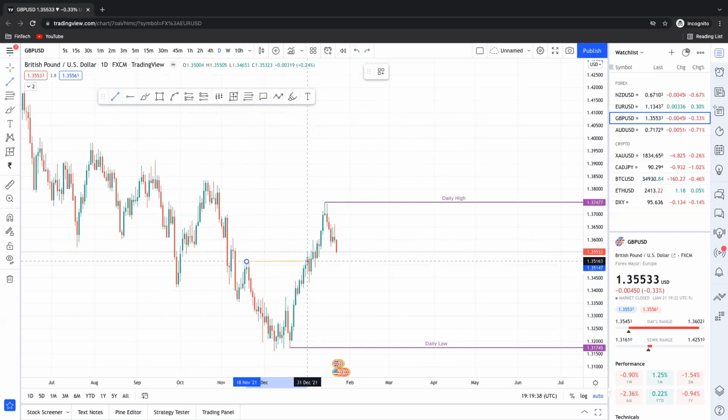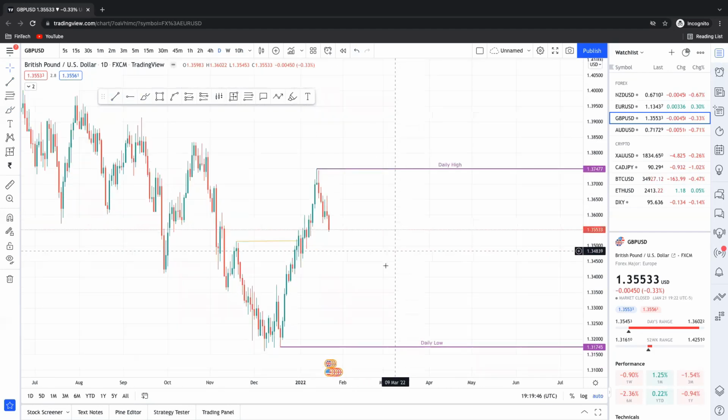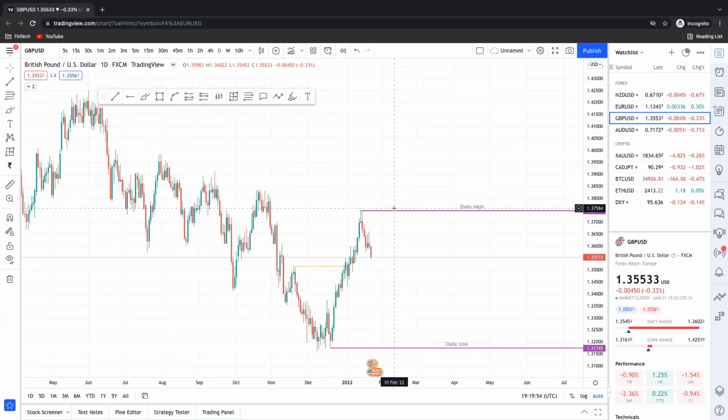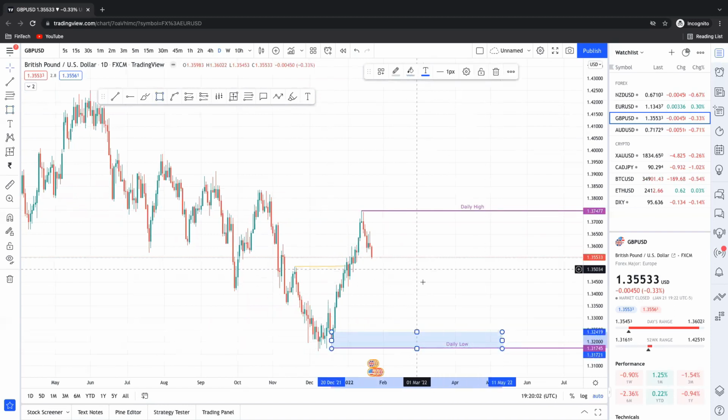Yeah, not from here. Okay, here. Okay, right. So the structure is broken from here, but it's just one break of structure. We don't have bullish confirmation of trend from GU of pound dollar, right? So let's mark an order block. So this is your order block. Okay, so there is actually space to come down.